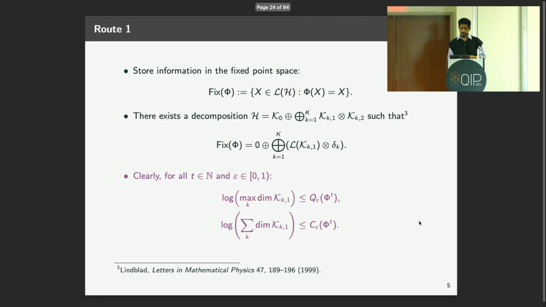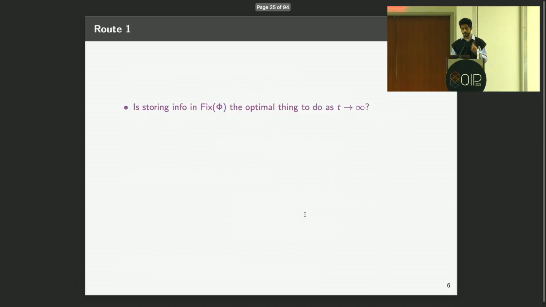And since by definition everything in this space is fixed, you can trivially recover it because nothing is happening. So we get these lower bounds, these achievability results, that there exists this error correcting code. You can just encode your information in these blocks, and it is always recoverable because nothing is happening in this space. So for quantum capacity, you just choose the size of the maximum block, and this gives you this lower bound. For classical capacity, you can encode things in the diagonal of each of these blocks, so you can store sum over k of these dimension number of messages. But then the question is, is this the optimal thing to do?